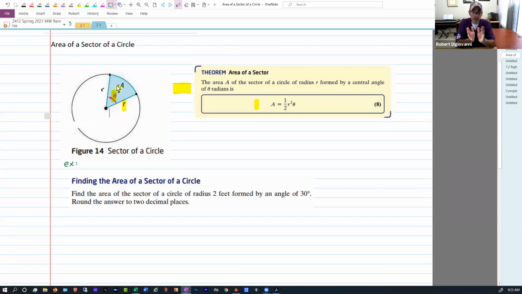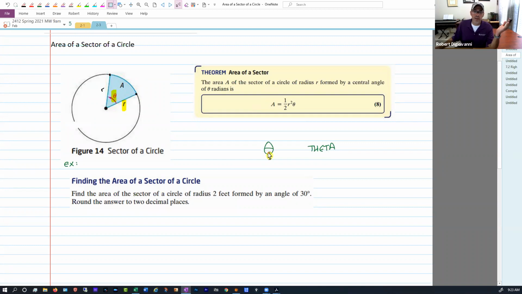The area is, I guess, what it would take to paint that little piece, right? The area is going to be equal to 1/2 the radius squared times theta. Now theta, we haven't really talked too much about this. Theta, just so everyone knows, is the Greek letter theta. So when I say theta, I'm referring to that symbol.